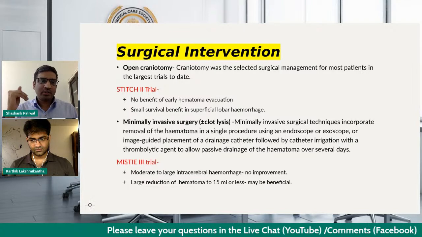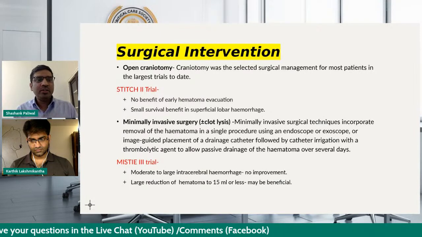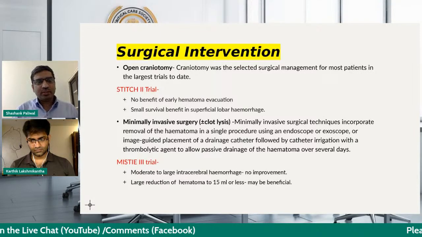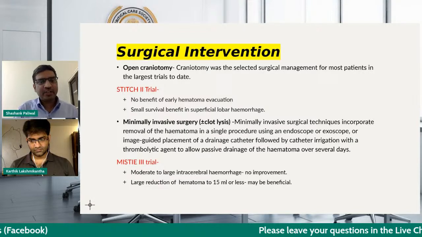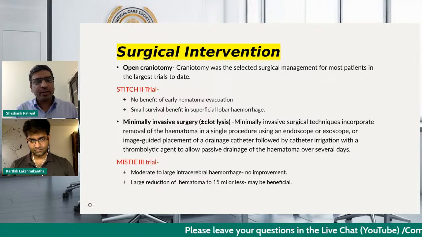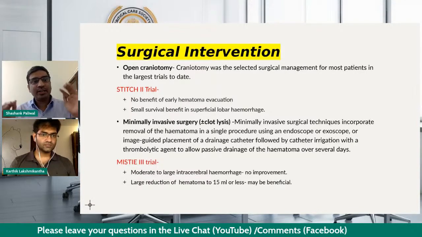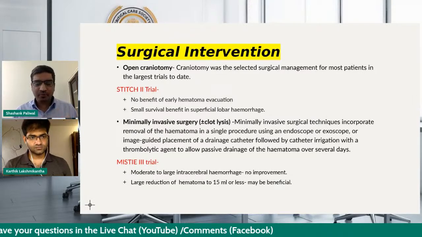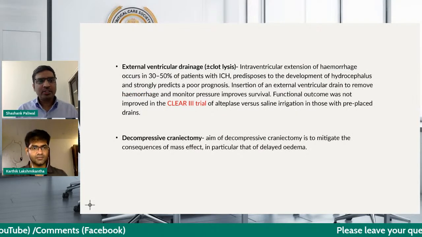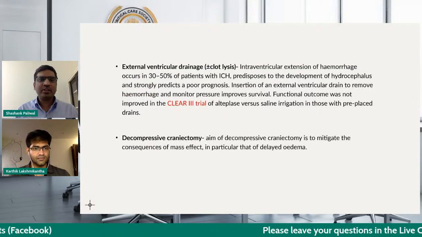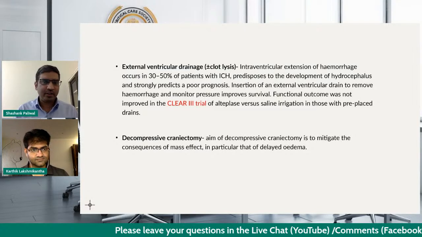Because early evacuation was not seen to be beneficial, the researchers tried minimally invasive surgery. A minimally invasive trial has again been done, and a third has reached moderate to large intracerebral hemorrhage: no improvement, but a large reduction of hematoma to less than 15 ml was found to be beneficial. Coming to another surgical intervention, the external ventricular drain, this is done if there is presence of intraventricular hemorrhage.